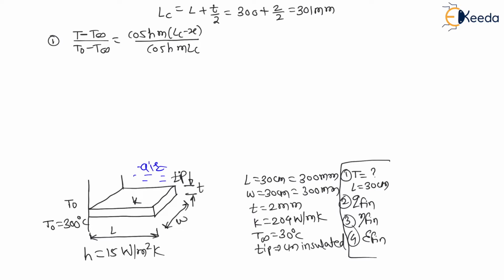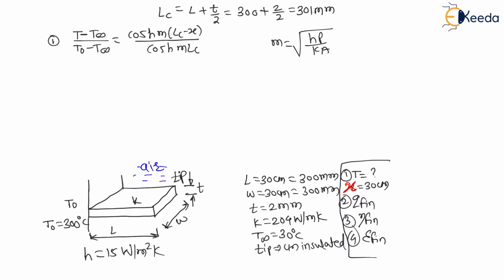Therefore this L we can say as x, this will be our x, 30 centimeter. And this formula we have seen in theory lectures, where h is the hyperbolic function. So my dear students, let us put the values here. First of all, we have to calculate this m. This m is nothing but m is under root of hP divided by kA.